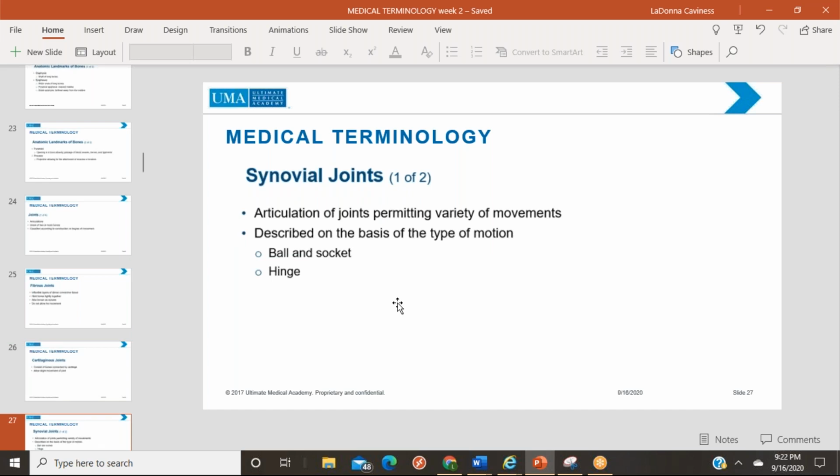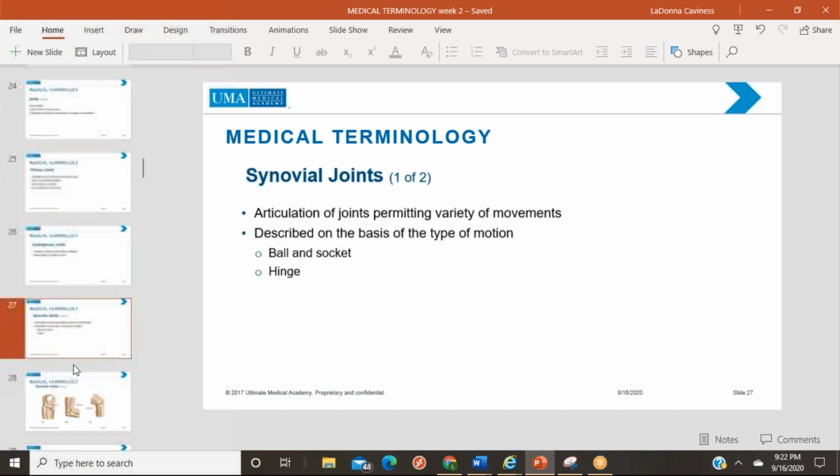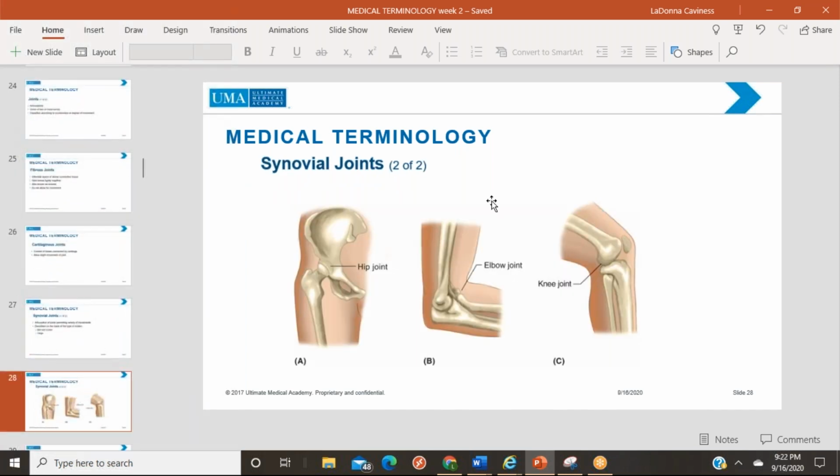Synovial joints: articulation of joints permitting a variety of movement, described on the basis of the type of motion, such as ball and socket, hinge. So here are some examples of synovial joints: the hip joint, the elbow joint, and the knee joint. If you start moving these joints around, they're really flexible. So these are called synovial joints.